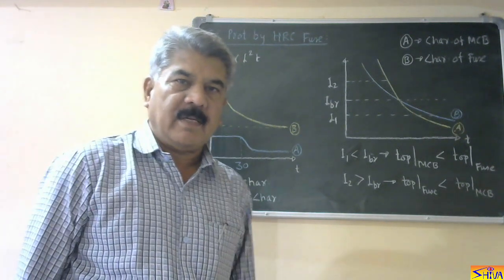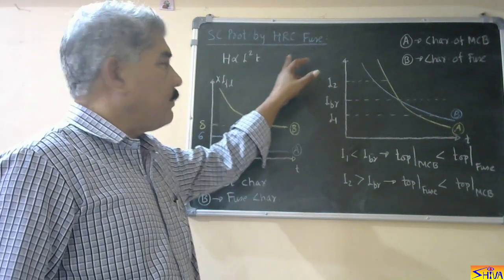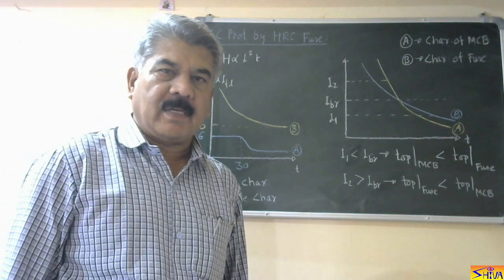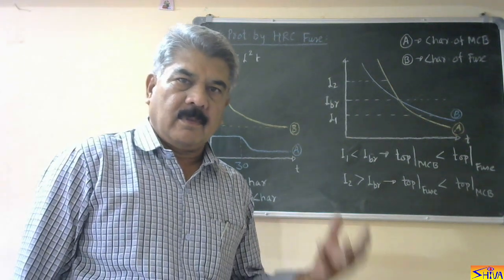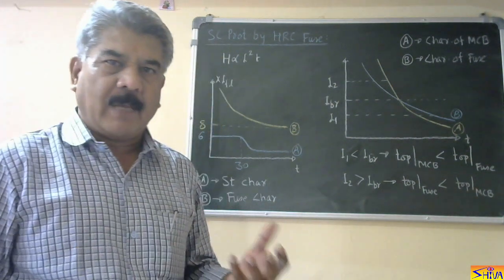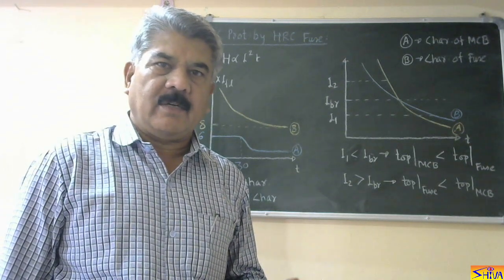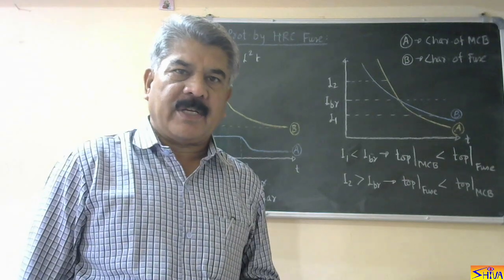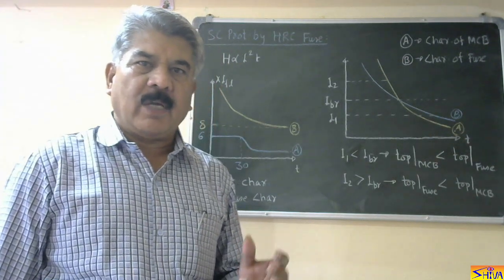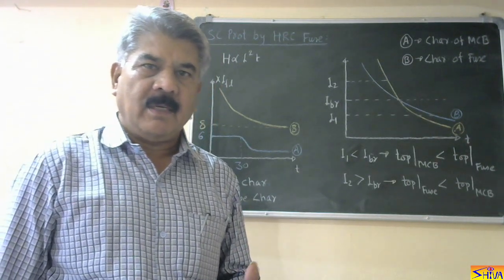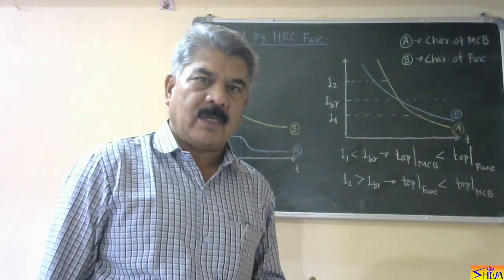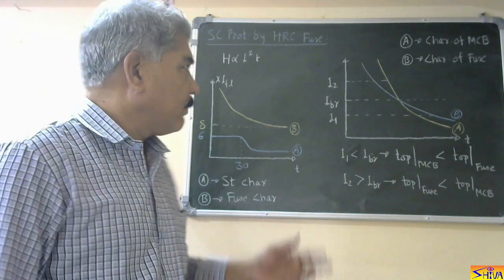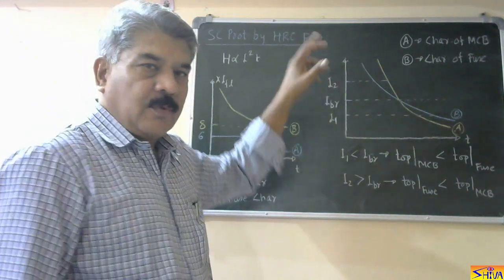Now I will explain short circuit protection of induction motors by HRC fuse. HRC means high rupture capacity fuse. This fuse is used as primary protection for the short circuit for small induction motors. It also acts as backup protection against short circuit when we are using MCB, MCCB or contactor for starting the motor and providing the overload protection. What is fuse?